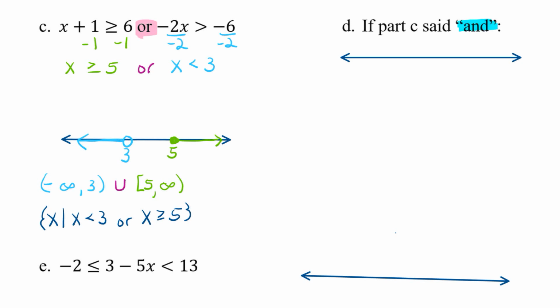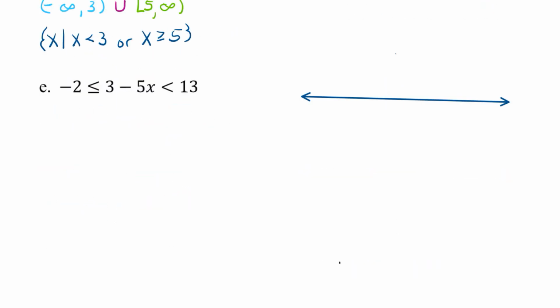Do you see an overlap on that graph? There is no overlap, and therefore the solution is either, again, we can write it this way with empty brackets, or you can write it with this. The number line is a visual representation of your answer, so it should be left blank.